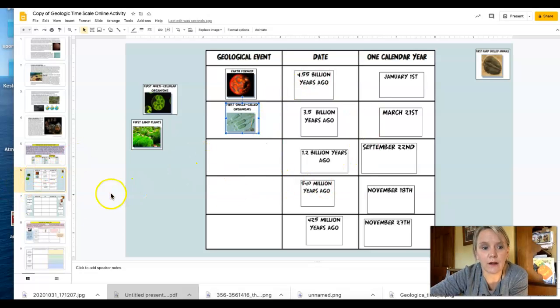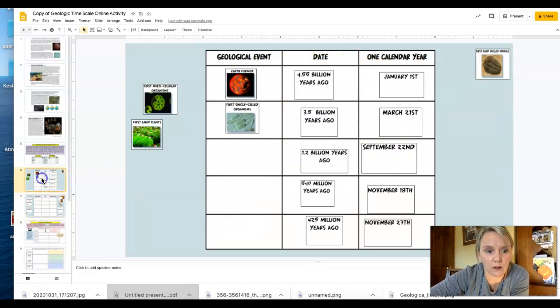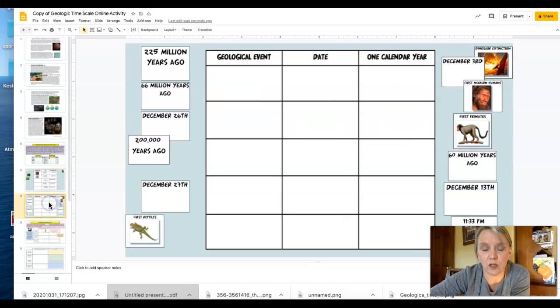This timeline finishes on slide 7. So you continue on this page. We left off at November 27th, 425 million years ago, and this is just a continuation. So put your dates down. How many millions of years before present? What is that comparison for a modern day calendar? And what kinds of organisms go into these boxes? That'll give you a nice picture of our geologic time, just a really general picture.